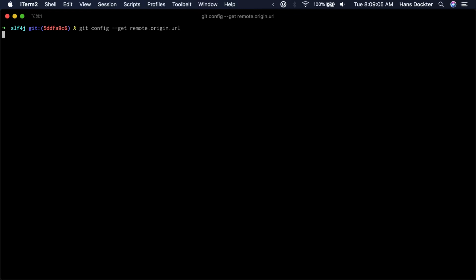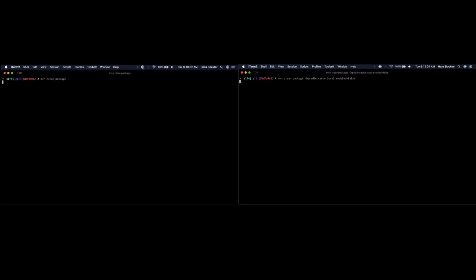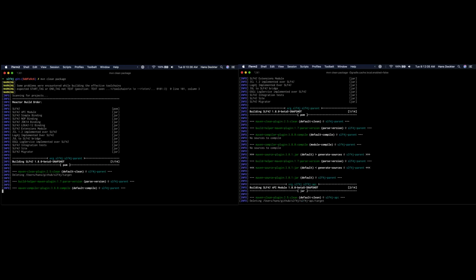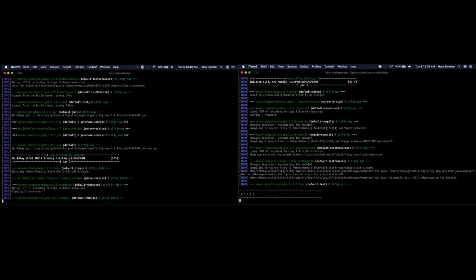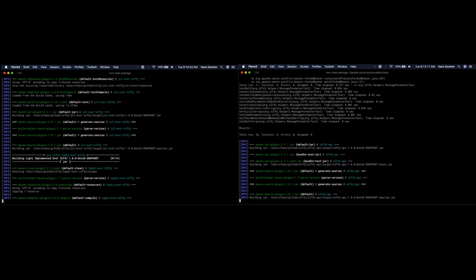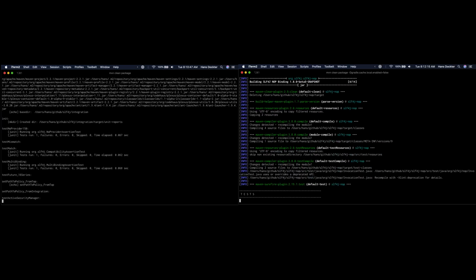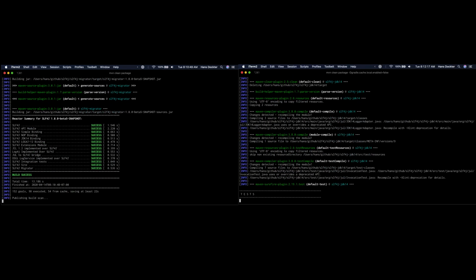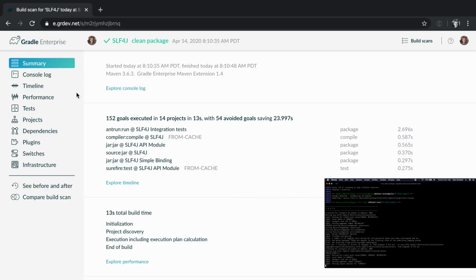I have checked out the Apache SLF4J project. It is a small project with 12,000 lines of Java code, and it is built with Maven. Let's run the build and tests. On the left, using the build cache, and on the right, without the cache. The build using the cache is now finished. Let's look at the build scan.